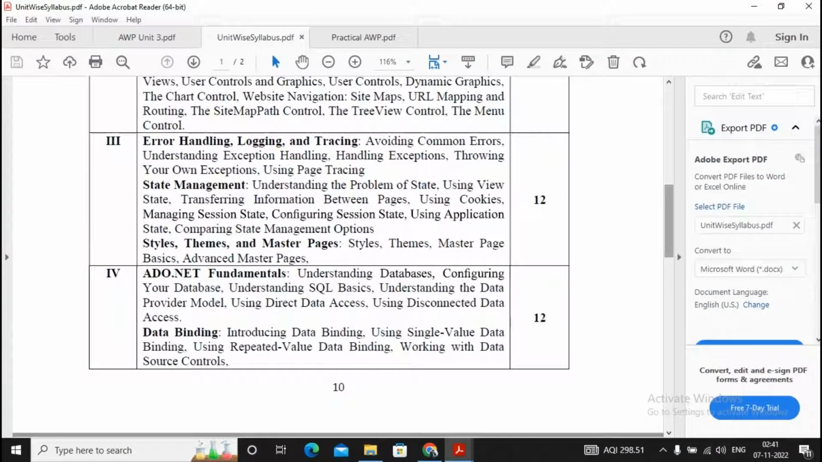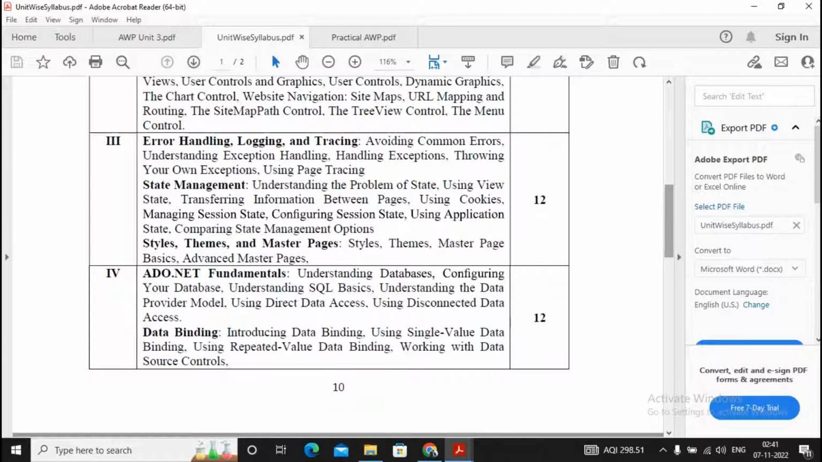Welcome students. In this video, we will be discussing Unit 3, all the important questions and which practicals need to be seen when you are preparing for Unit 3 from the theory exam point of view. Unit 3 consists of three parts: error handling, logging and tracing; state management; and styles, themes and master pages.